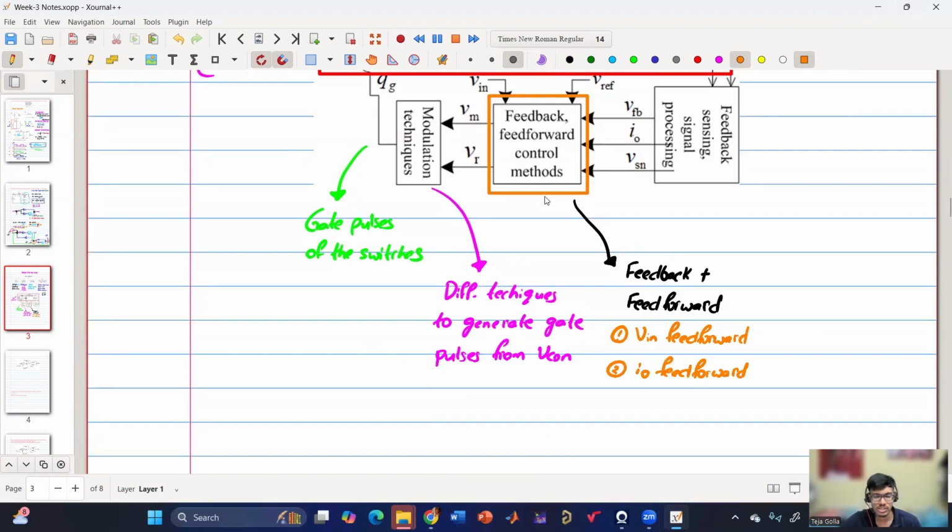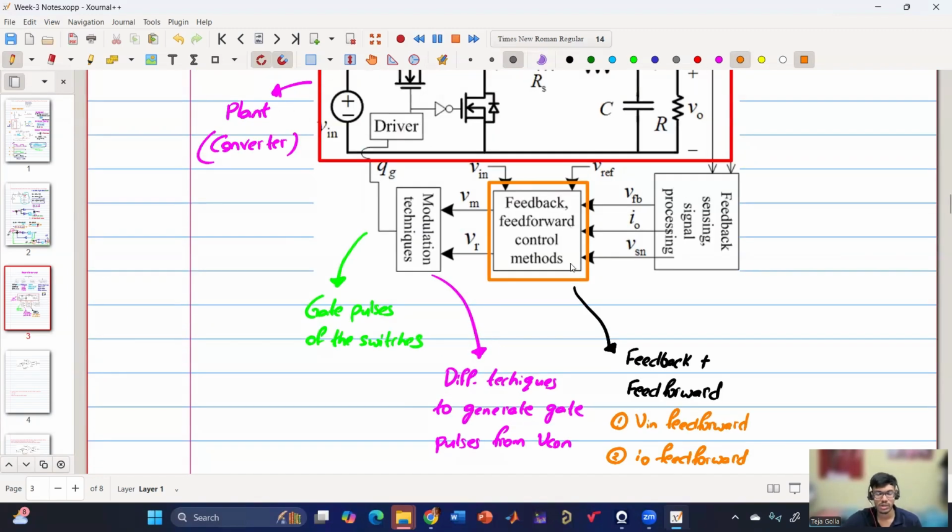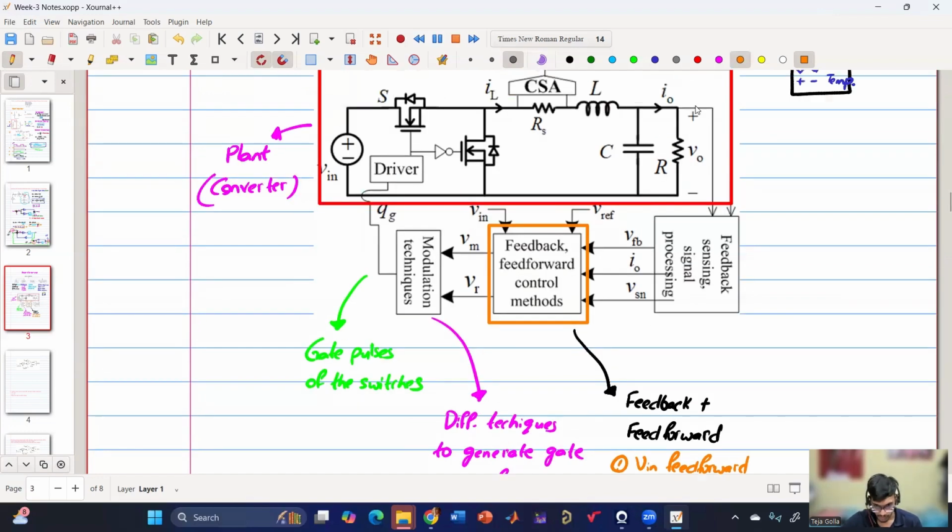The details of which and how to design, again, we'll be discussing in the upcoming weeks. This week is just to have an overall idea of what needs to be kept in mind while designing the controller. So the controller will consist of both feedback as well as feed forward to have very high bandwidth or much better transient response, and it can include V in feed forward, I0 feed forward, or both or none, depending upon the requirement. But this is the overall idea of the controller. This is the controller block. And what is the input to the controller? The signals that it needs, like this input voltage, output current, also mainly the output voltage.